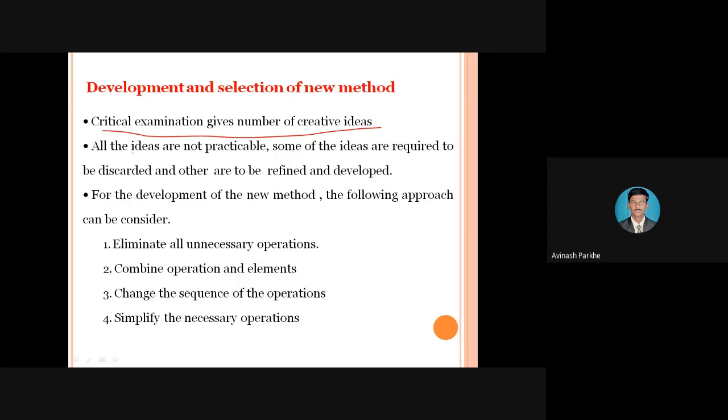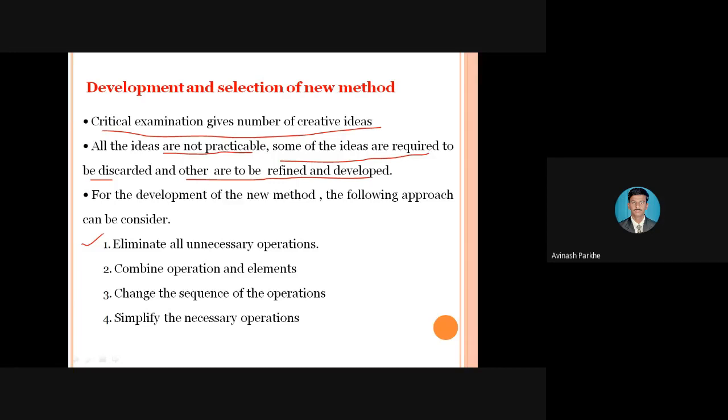So here I have written: all the ideas are not practicable. Some ideas are required to be discarded and others can be refined and developed. Just now we have discussed that some ideas are not practicable. Practically, some ideas are not possible to implement. Some of the ideas can be directly discarded. Directly we can reject that particular idea because it is not feasible. In some of the ideas we can go for the development, and if I have to go for the development, which steps do I have to follow? So the following 4 points are given. Eliminate the unnecessary operations.